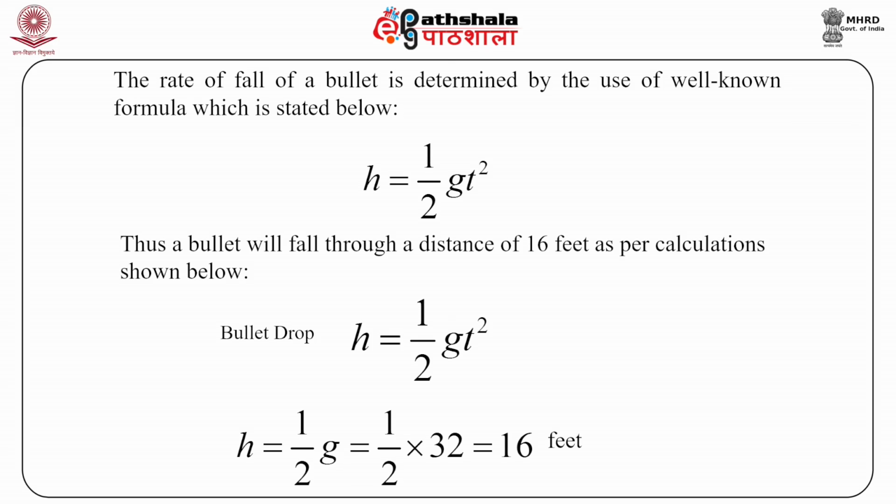Thus, a bullet will fall through a distance of 16 feet as per calculations shown below. Bullet drop h is equal to half gt square. When t is equal to 1, h is equal to half g, which is equal to half into 32, which is equal to 16 feet.